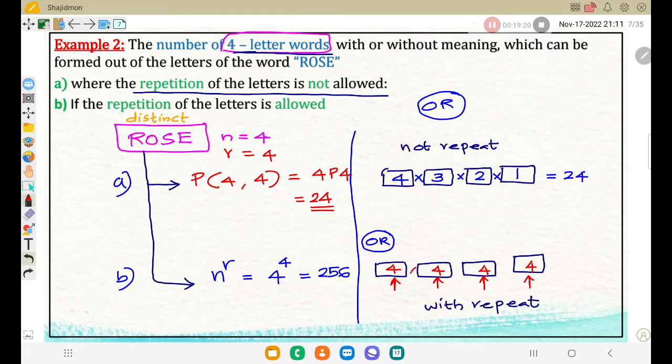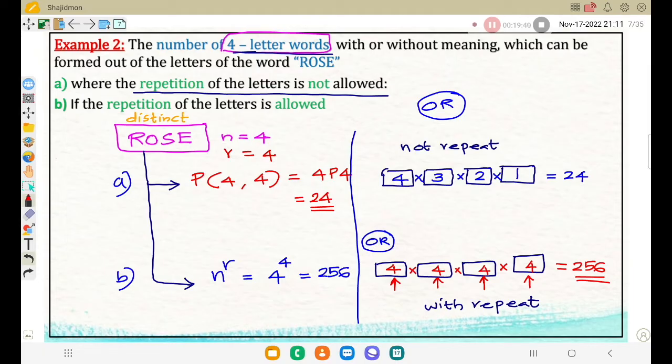So what is the total number of ways of arrangement? 4 multiply 4 multiply 4 multiply 4. That means equal to 256 ways we can arrange that word. I hope you understood this question. Okay, the idea is easy. Try to clear.